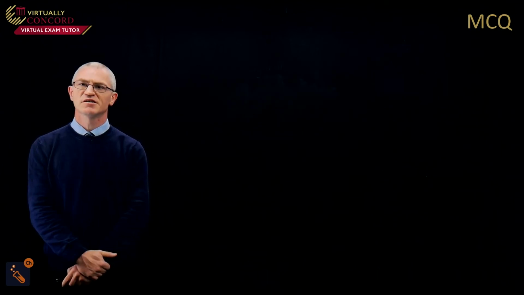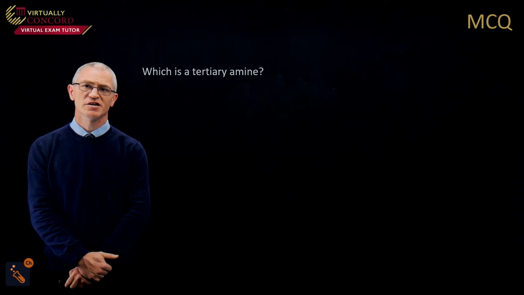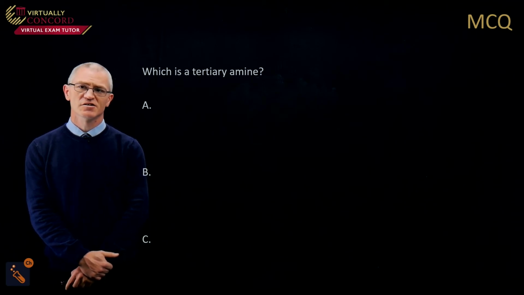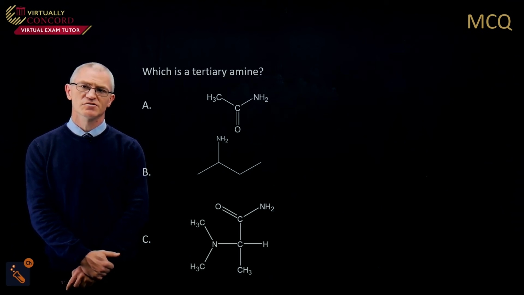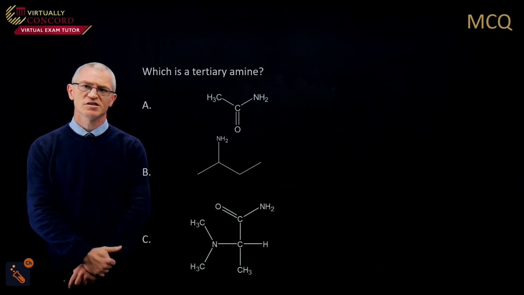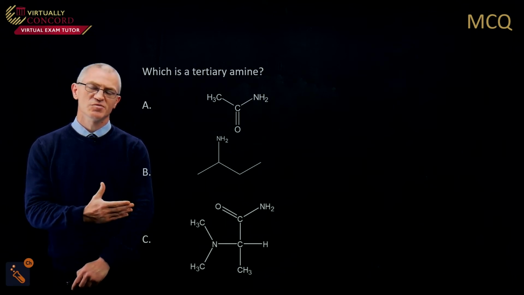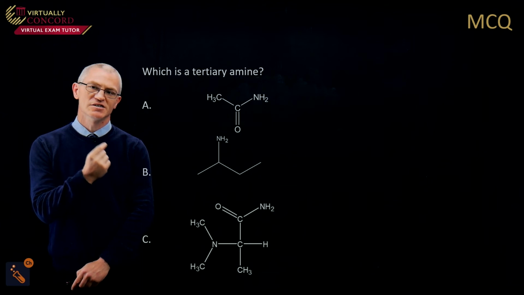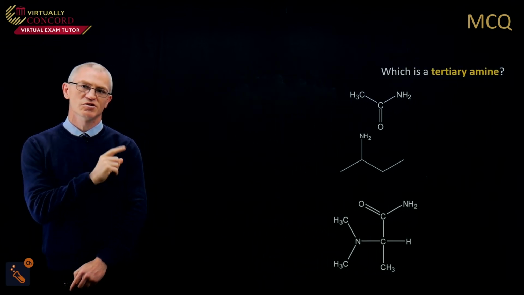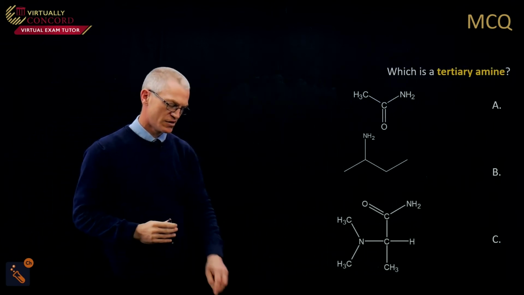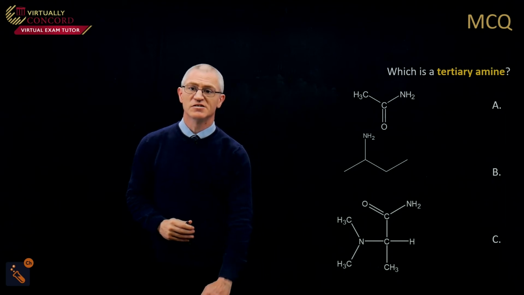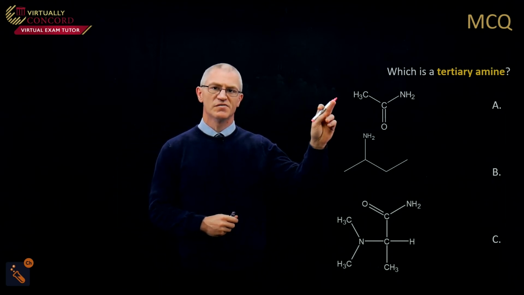Our second MCQ is based upon tertiary amines. So let's have a look at our 3 different molecules that we have. Again, try and do this before I do. Pause the video. And let's focus on the fact, what is a tertiary amine? Well, that's one with 3 groups attached to our nitrogen. So 3 different groups. Let's move it to the side and highlight what we want. We want the tertiary amine. So let's look at all of this and then just see what we think of each one.